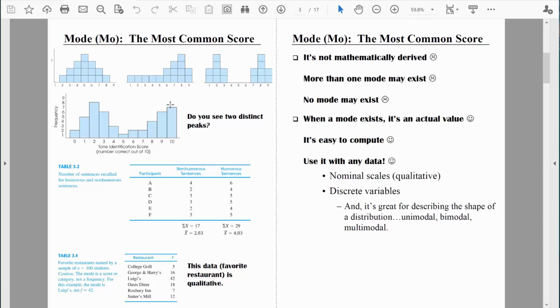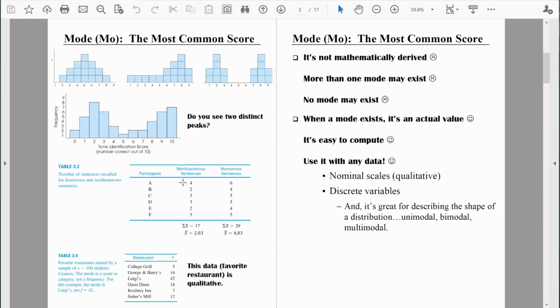You can see the mode is really very simple and to some extent simplistic, but even a simplistic measure like the mode can tell us a lot of information about our data. Take a look at this example right here. There are 2, 4, 6 people in this small little study. They were asked to remember some information. Some of that information was presented in the form of non-humorous sentences, and some of that information was presented in the form of humorous sentences. And then the researchers counted how many of those sentences they were able to remember when tested later on.